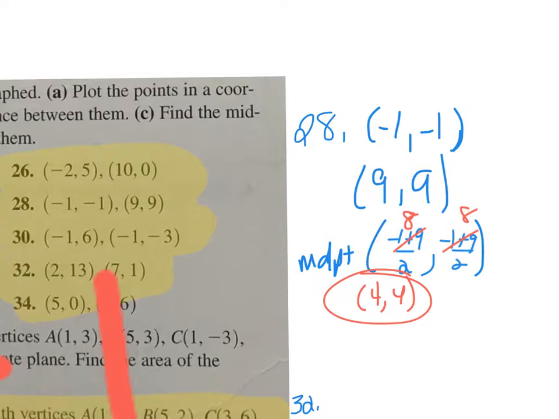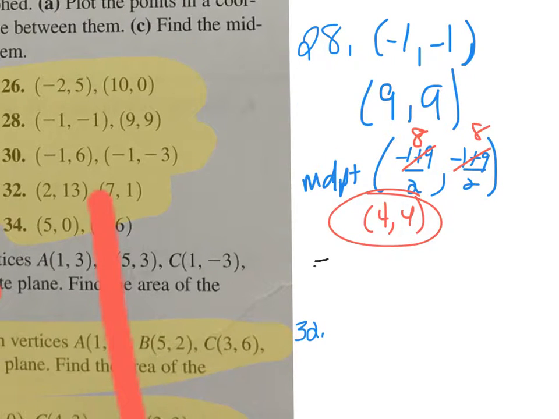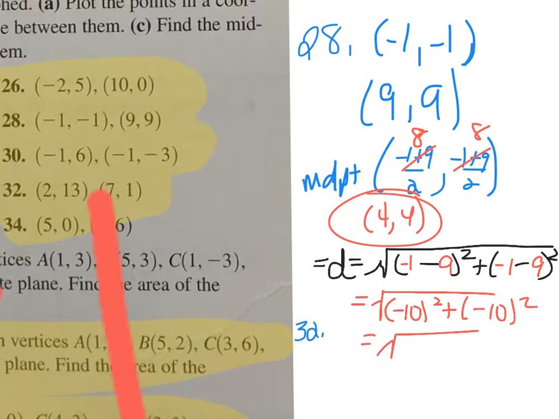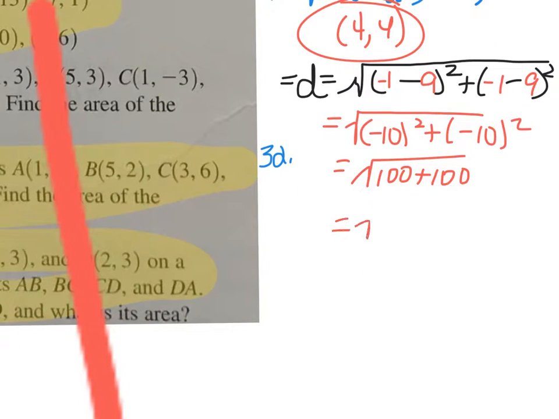And then if I'm going to find my distance, what are my x's? Negative 1 and 9. What are my y's? Negative 1 and 9. So I have, what's negative 1 minus 9? Negative 10 squared plus negative 10 squared. So I have 100 plus 100, right? So I'm left with the square root of 200.